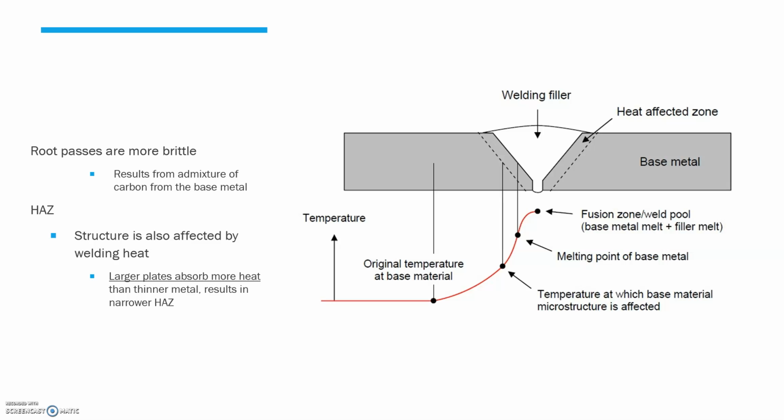Page 20, root passes are prone to cracking because they absorb carbon from the base metal. This is why I tell everyone, when you're working outside of the college, to never leave a weld until you have the hot pass done on it. The heat affected zone can be smaller or larger depending on base metal thickness. Larger plates absorb more heat than thinner plates do, so it results in a narrower heat affected zone.